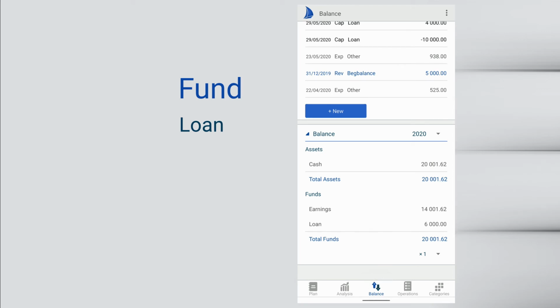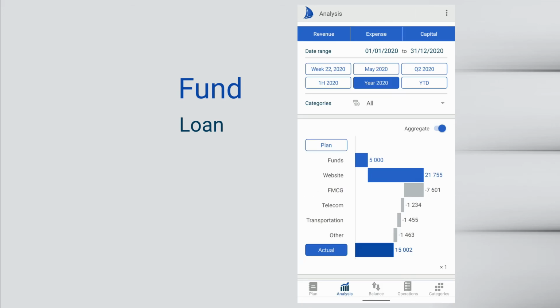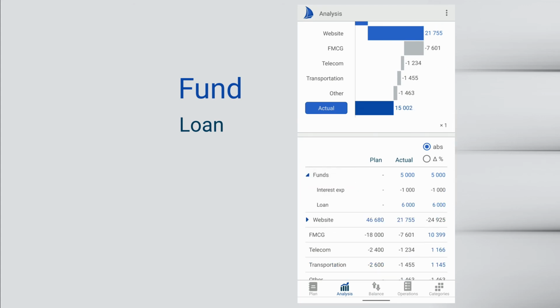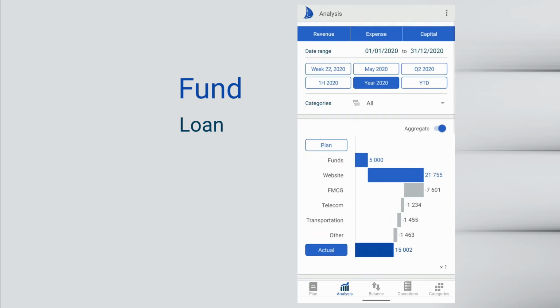Now let's look at the analysis. The first thing we see is a positive effect on funds because of the loan. But if we uncheck the capitalization, we'll see the impact of debt servicing.